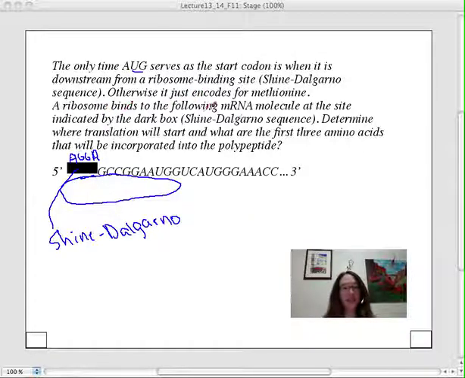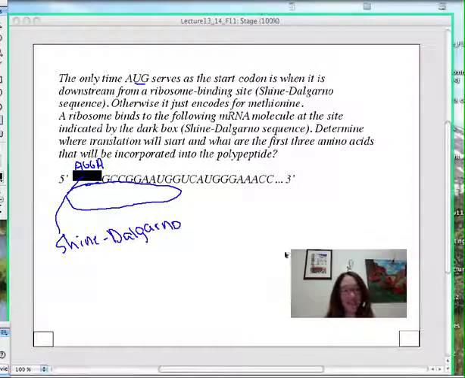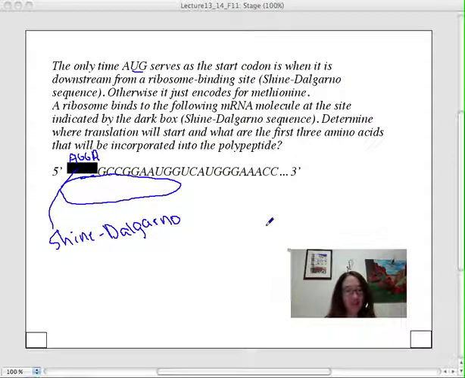A ribosome binds to the following mRNA molecule at the site indicated by the dark box. Determine where translation will start and what the first 3 amino acids are that will be incorporated into the polypeptide. Easy enough, right? As long as we remember that translation always begins at the AUG start codon. So we want to make sure that we find the first AUG downstream of the Shine-Dalgarno sequence. We'll scan down looking for that first AUG, and as we scan, here's the first A. Oh, there it is. The first AUG. So that will set the reading frame.